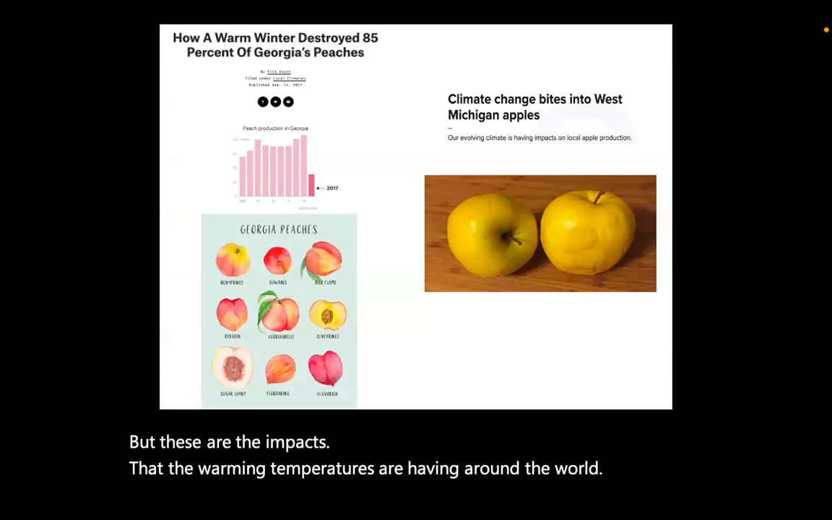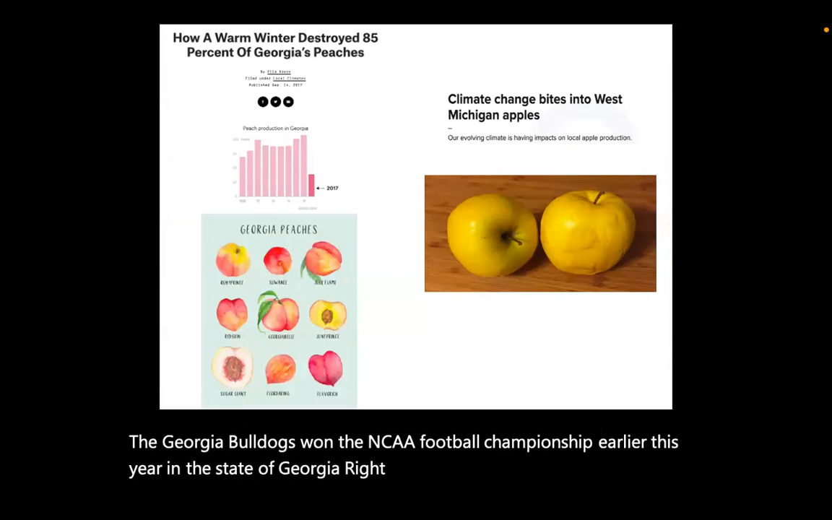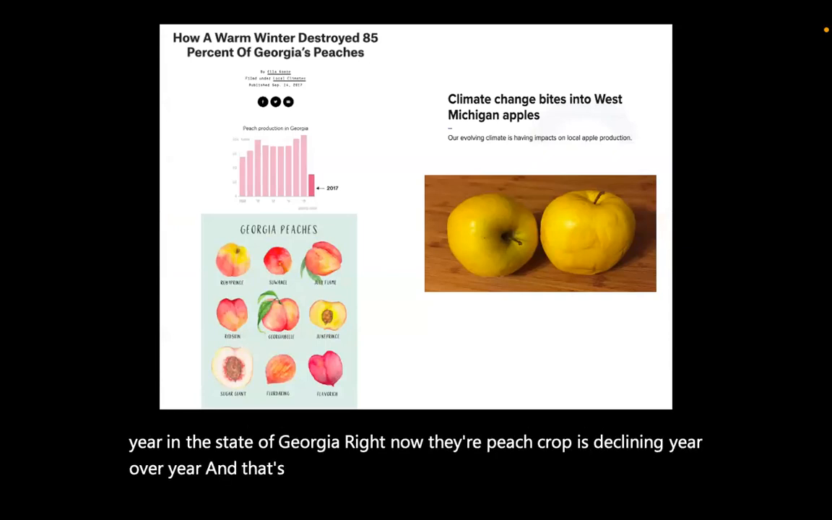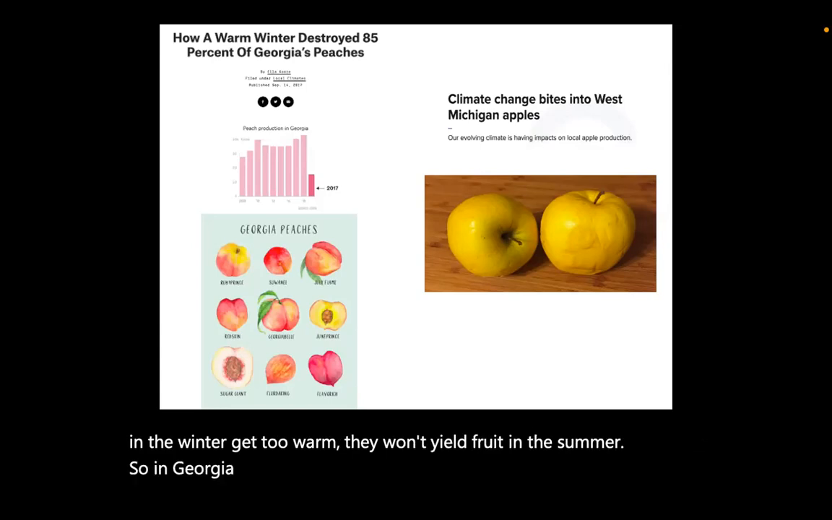The Georgia Bulldogs won the NCAA football championship earlier this year. In the state of Georgia right now, their peach crop is declining year over year. And that's because peaches, as with all fruit, if the temperatures in the winter get too warm, they won't yield fruit in the summer. So in Georgia, the farmers are literally experiencing climate change and it's hitting their bank account.